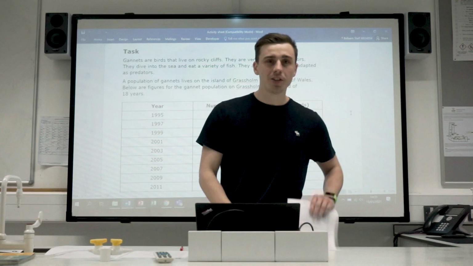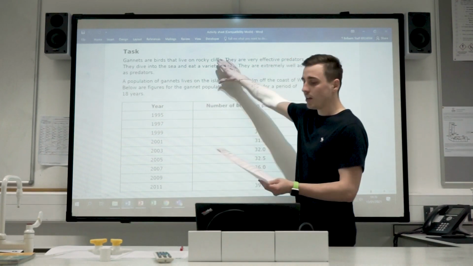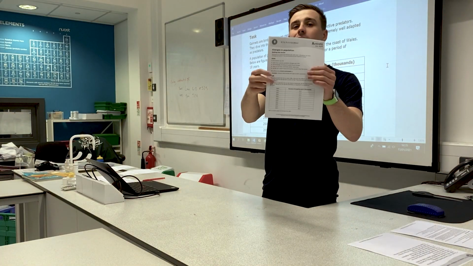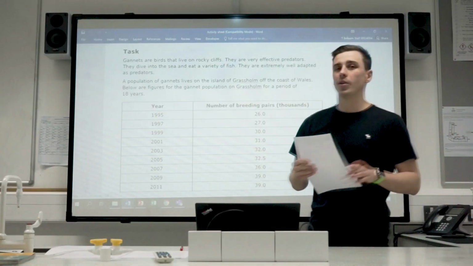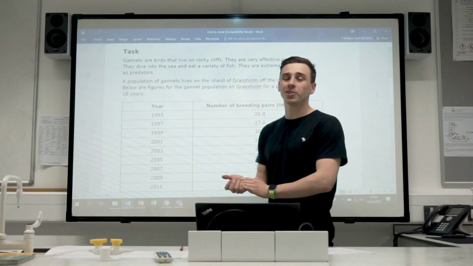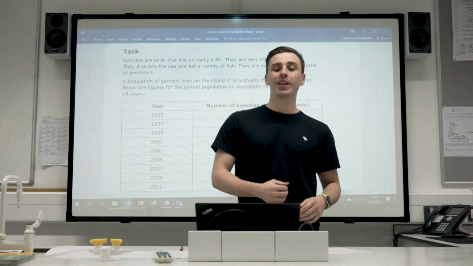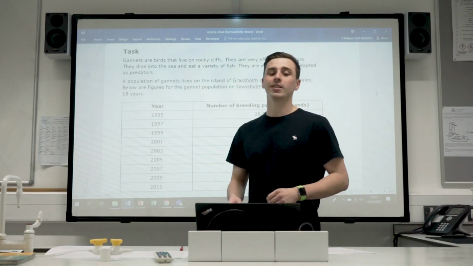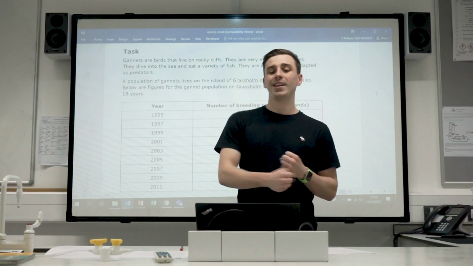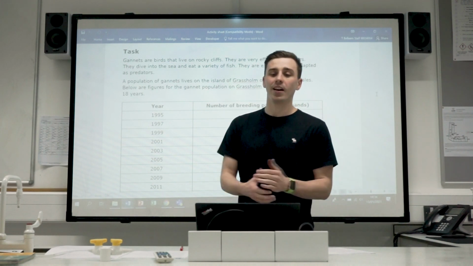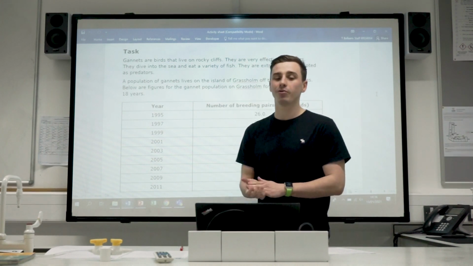First thing I want you to do is to read the task. It's about halfway down the sheet, there is a task that will give you a bit of the information. So I shall read that one for you as well. Gannets are birds that live on rocky cliffs. They are very effective predators. They dive into the sea and eat a variety of fish.